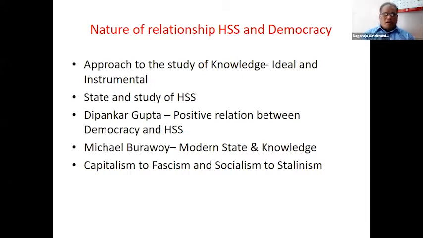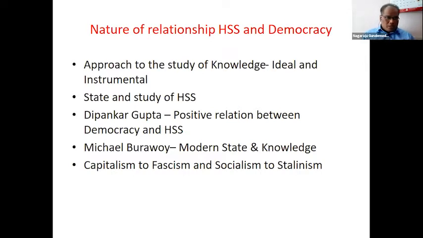So friends, this is where we need to understand the approaches to the study of knowledge from the perspective of ideal and instrumental approaches. So we're talking about, let's say, the idea of democracy. There are two levels of understanding. Understanding democracy from a humanities and social science perspective on the one hand, and secondly, what is the nature of democracy within the humanities and social sciences? That is, understanding democracy from above and understanding democracy from within or from below. These are the two frame perspectives I'm going to use in order to conceptualize my idea of democracy and humanities and social sciences.